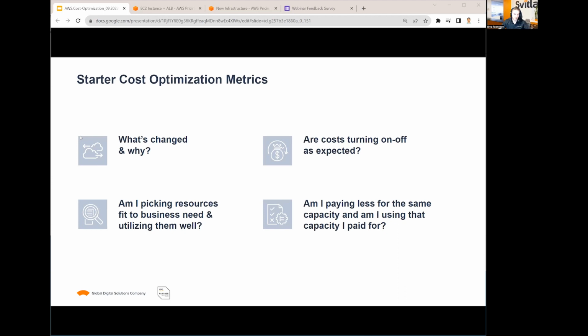And in addition, we need to ask ourselves: could we pay less for the same capacity? Because AWS provides different pricing models, and using approaches like reserved instances, savings plans, and spot instances, we could definitely decrease our bill while getting the same or even more resources.